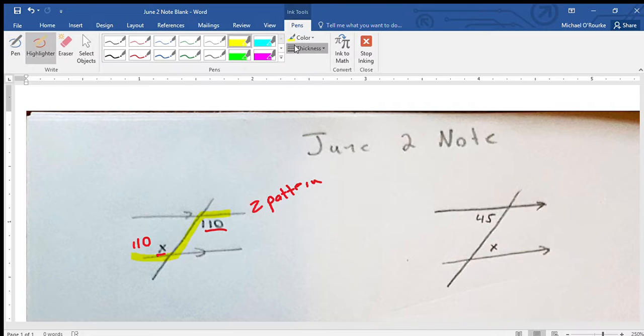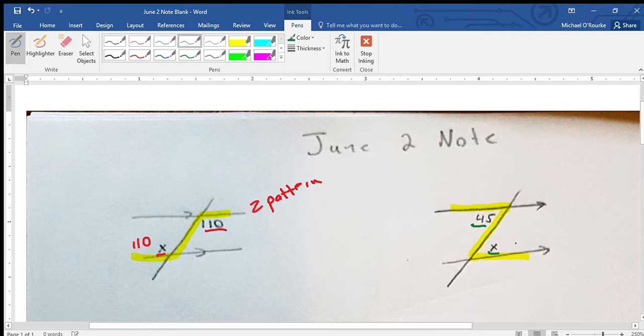Same thing with the next one. Let's take a peek at what letter we can use. Well, F and C won't work because they kind of stay on the same side. So let's do a Z. And the two, for lack of a better term, armpits here go together. So this is going to match this. So that means that's 45 degrees. And we just write down Z pattern.